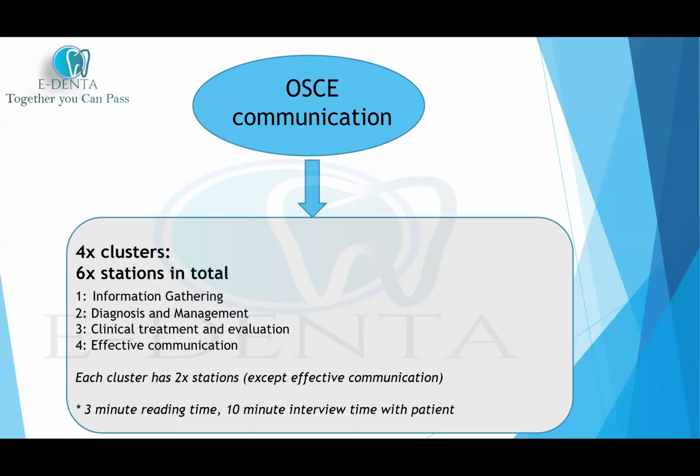It has 2 stations that are communication cases, exactly the same cases that come in the diagnosis and management, and in the information gathering. And then it has 4 stations that are the skilled OSCE or the technical OSCE or the performance OSCE. All right, makes sense. So information gathering 2 stations, diagnosis and management 2 stations, and clinical treatment and evaluation 6 stations. 2 stations are for the OSCE Communication, 4 stations are for the skilled OSCE.